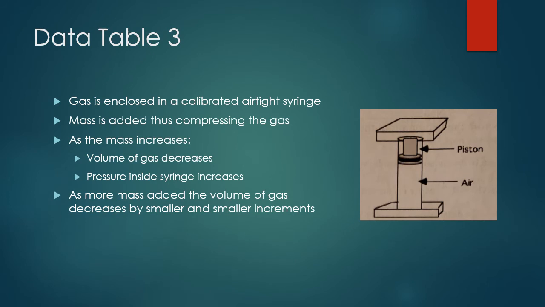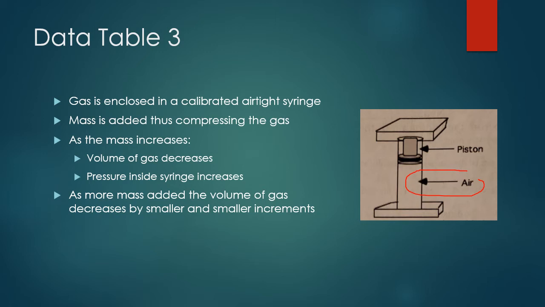Now the last part of the lab, we're going to be filling out data table 3. We're going to be filling it out using a calibrated airtight syringe. I have a picture to the right of the apparatus that we're going to be using to fill out data table 3. In this apparatus, we have a gas, just air that we breathe on a daily basis, that is trapped or enclosed in a syringe.